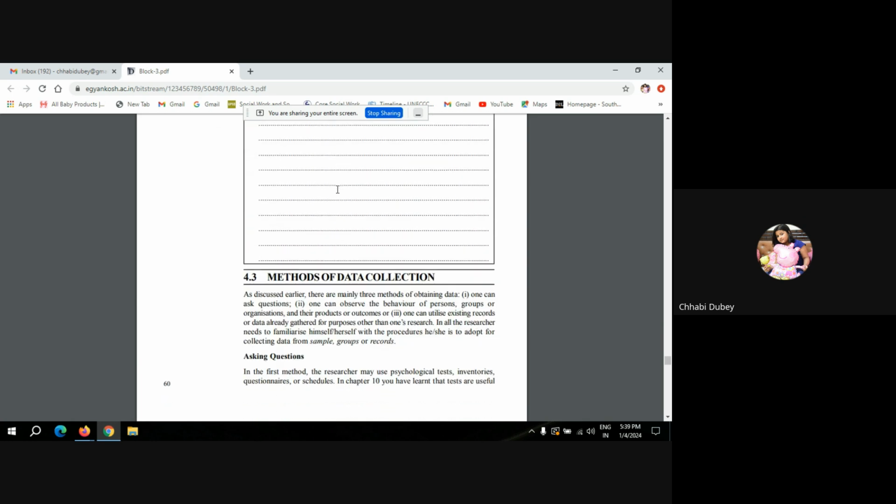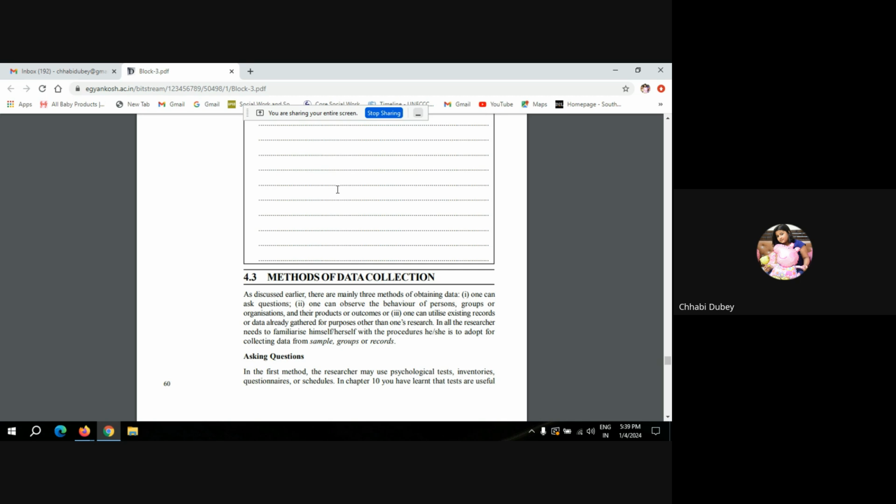Now, what are the various methods of data collection? We have already seen these methods. First is asking questions, which can be done by interviews and other methods of data collection. The second is observing the behavior of persons, groups, or organizations, by observation. And third is using existing records or data which is already gathered. So this is the secondary data method.